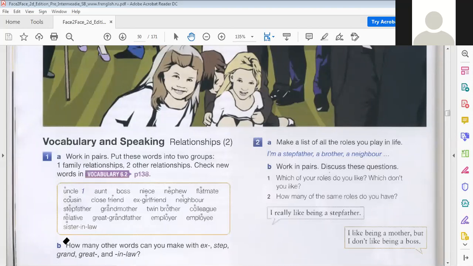I'm a close friend, and colleague, employer. But you're also, if you're a mother, then this means you're married. Does your husband have brothers or sisters? Yes. So this means you're also a daughter-in-law.